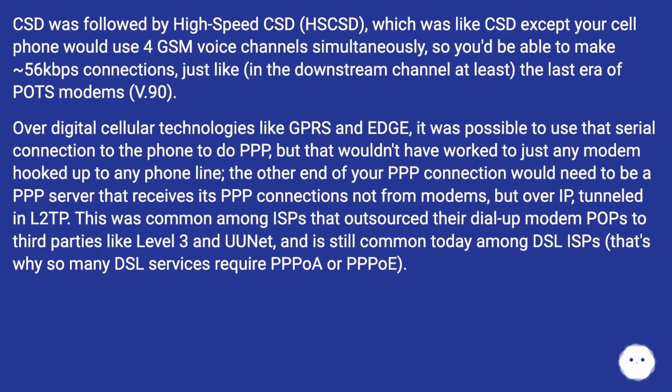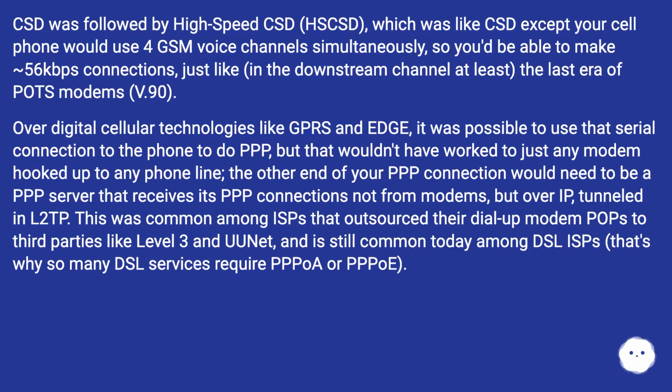CSD was followed by high-speed CSD, HSCSD, which was like CSD except your cell phone would use 4 GSM voice channels simultaneously, so you'd be able to make roughly 56 kbps connections, just like, in the downstream channel at least, the last era of POTS modems, V.90.